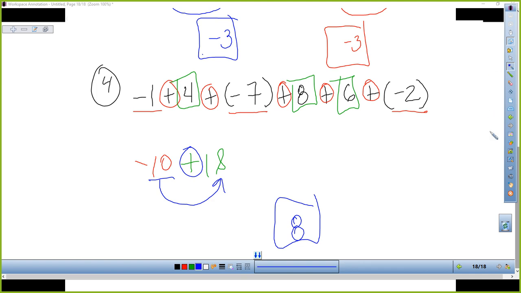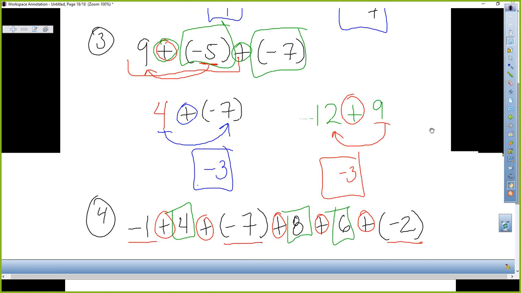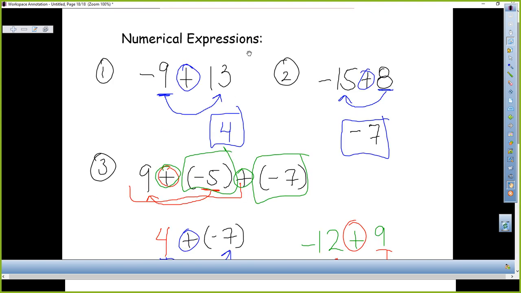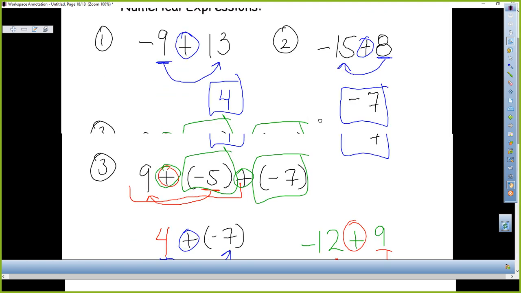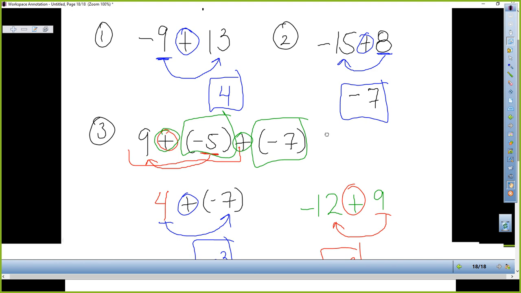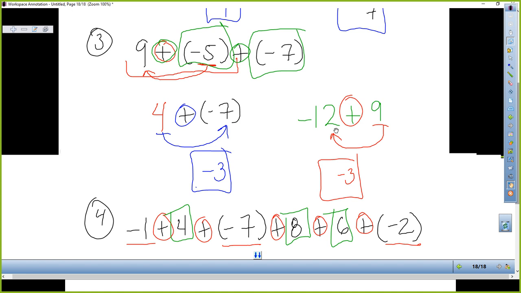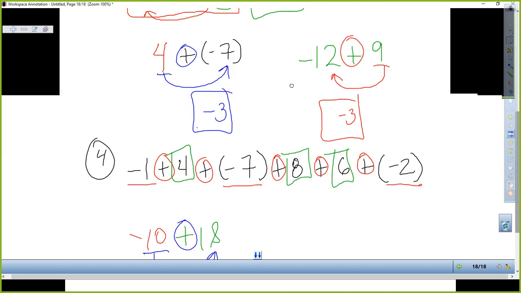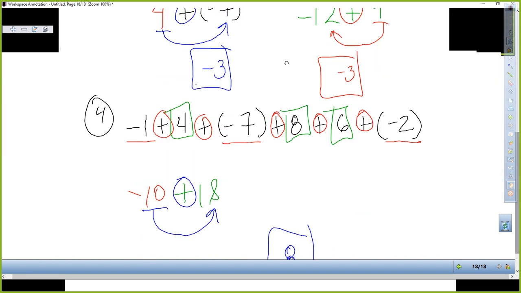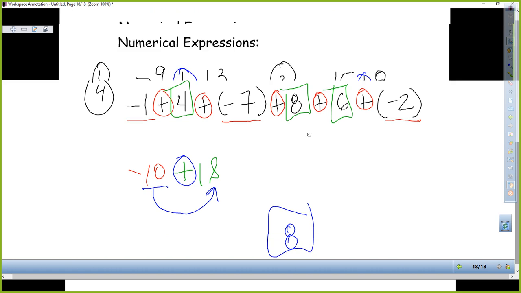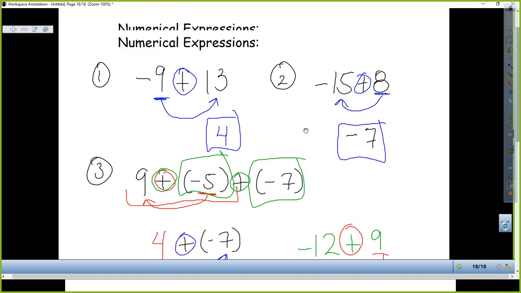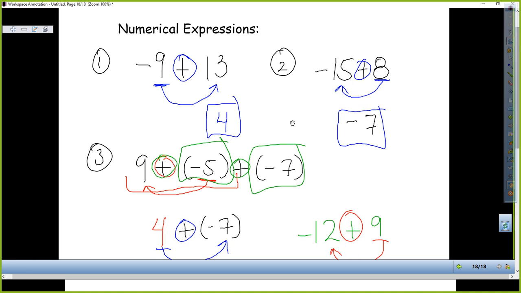One thing that I want you to notice, though, look up to the screen. Look at all these expressions that we did. These are known as what? Numerical expressions. Look at them. What do numerical expressions only have? Were you thinking numbers and operations? Yes, that is correct. Numerical expressions only have numbers and operations.